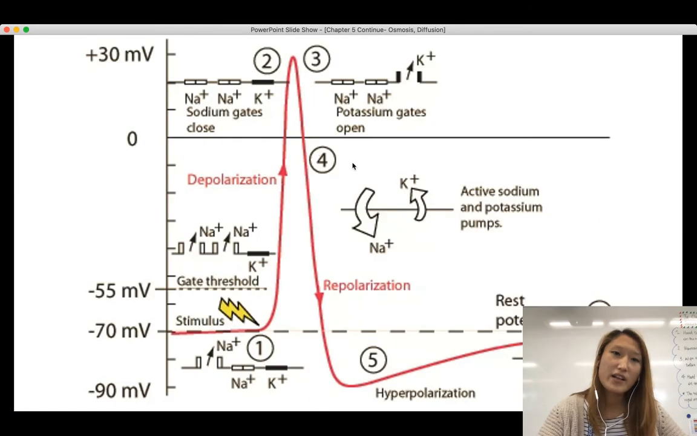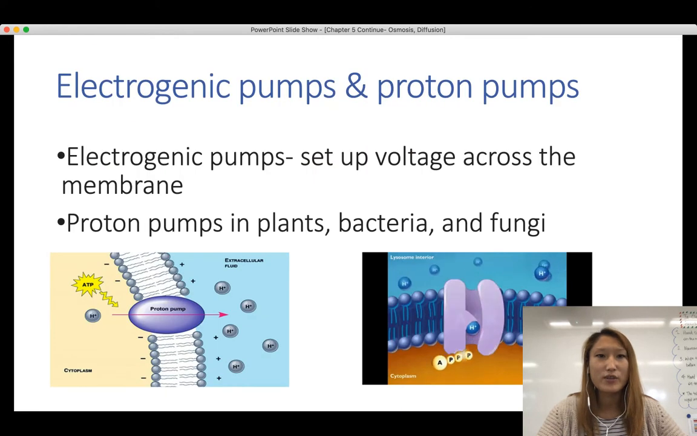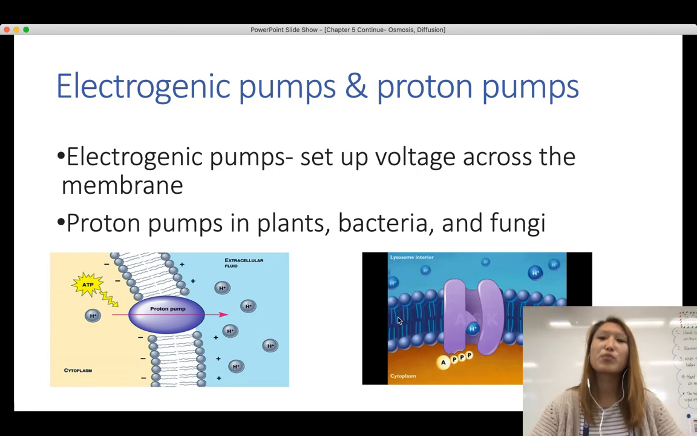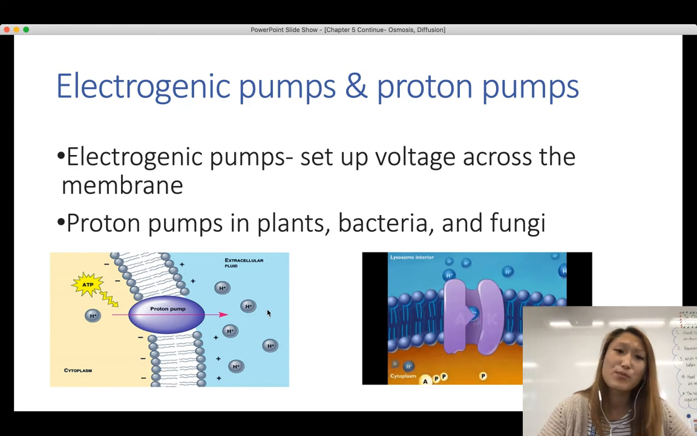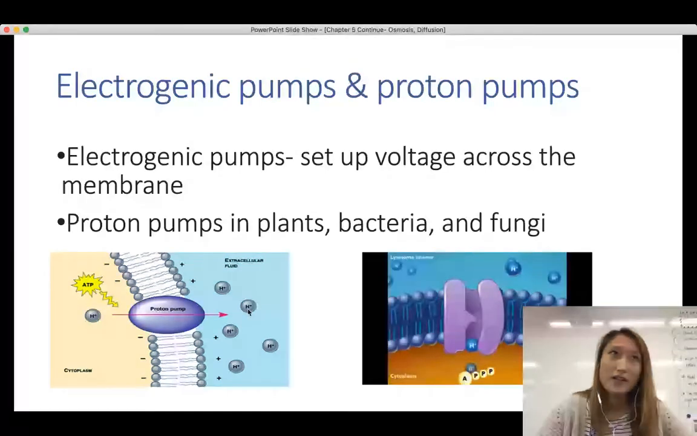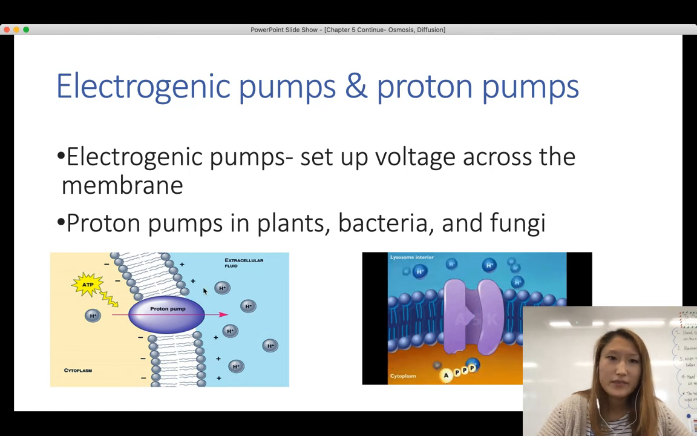All right, moving on. This is a sodium potassium pump as well. We're not going to go way into it. We'll talk about it again in the future. Okay, this next one is called a proton pump. So a proton pump is specifically talking about hydrogen ions. We can call hydrogen ions protons because a hydrogen ion only has one proton. Okay, so that's a proton pump.